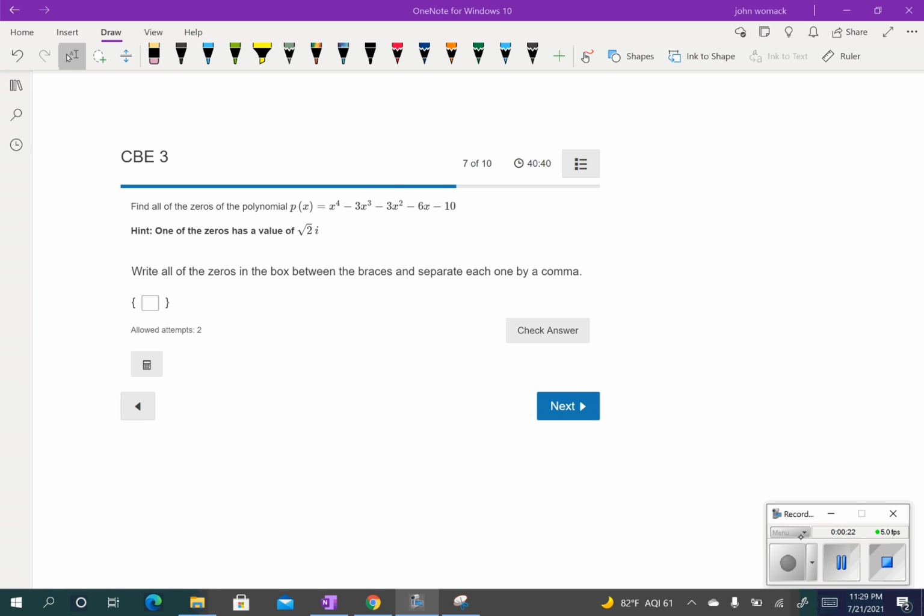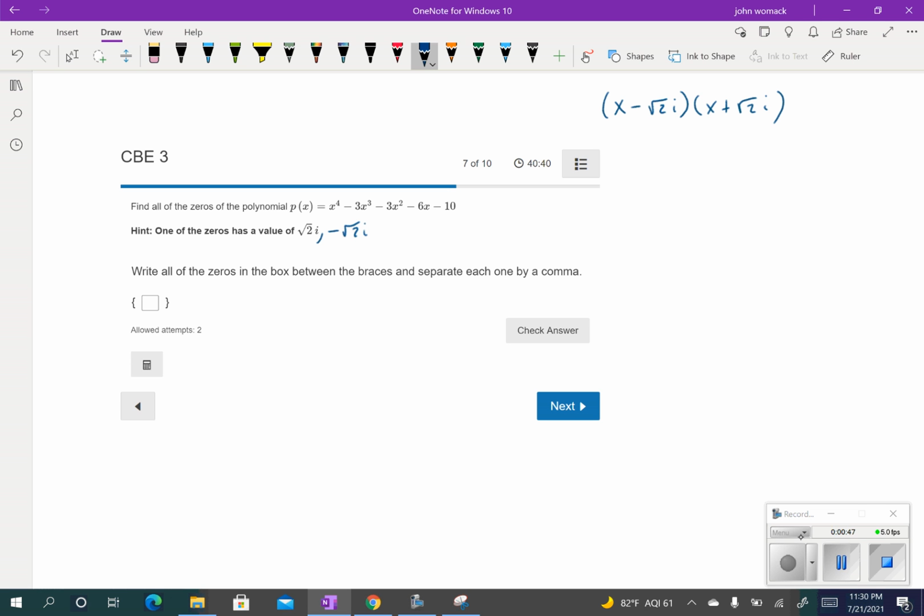So one thing I do know is if one of the zeros is the square root of 2i, another zero is going to be a negative square root of 2i. We talked about how they come in pairs. So I know two of the factors of my polynomial are going to be x minus the square root of 2i and x plus the square root of 2i. And we need to multiply that out and find out what it comes out to.